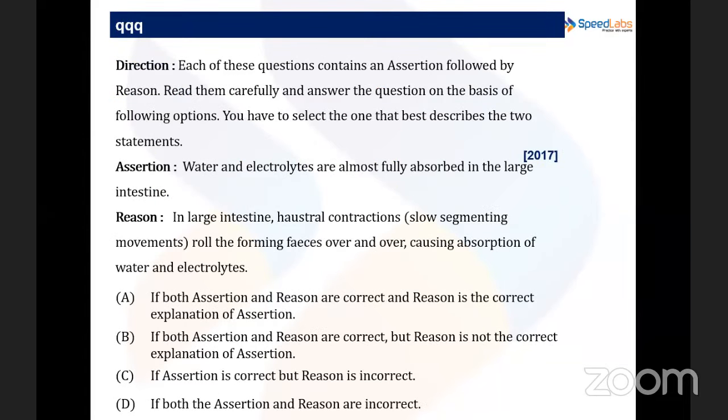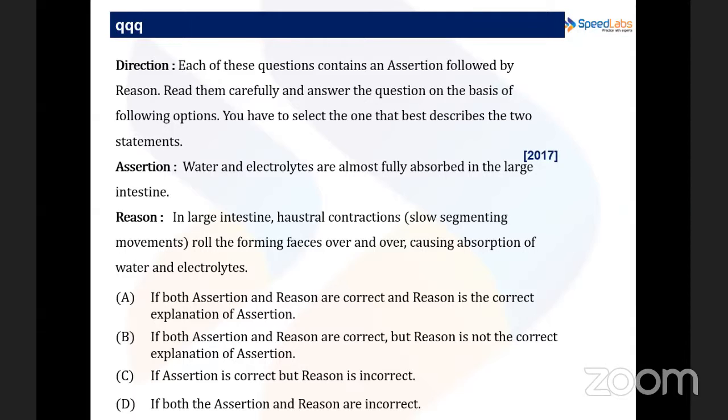Next question is, water and electrolytes are almost fully absorbed in the large intestine. Reason: in large intestine, haustral contractions, that is slow segmenting movements, roll the forming feces over and over, causing absorption of water and electrolytes. Option A, if both A and R are correct, and R is the correct explanation of assertion. Option B, if both A and R are correct, but R is not the correct explanation of A. Option C, if A is correct, but R is incorrect. Option D, if both A and R are incorrect. A is for assertion and R is used for reason.